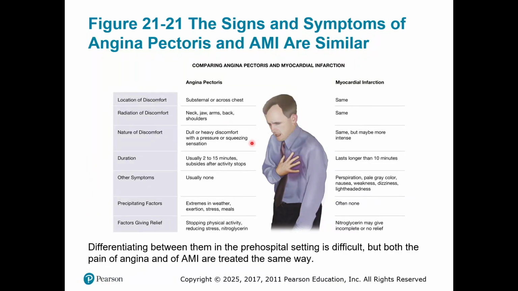But let's look at some of the differences. Dull or heavy discomfort with a pressure squeezing sensation. The myocardial infarction says, yep, same, but more intense. All right, so usually 2 to 15 minutes, and then it stops. And then we can look at MI. It says, well, longer than 10. They're saying that the MI patient's going to look worse. They're going to be pale, gray, nausea, weakness, dizziness, lightheadedness. Nitro here can give complete relief, but nitro in the MI may give relief, but not complete relief.